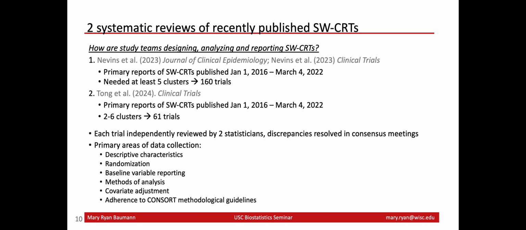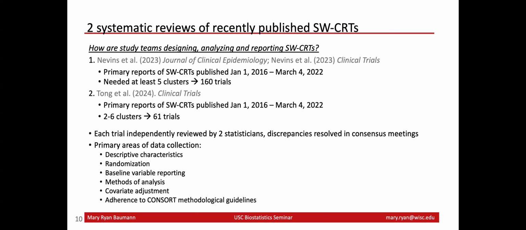And in these reviews, we basically took a trial and assigned it to 2 statisticians to review independently, to fill out the data extraction sheet for that trial, and then come back together to resolve any discrepancies at a consensus meeting. We were primarily collecting data on general descriptive characteristics of these trials: what kinds of randomization techniques were they using, how were they reporting baseline variables, what methods were they using to analyze the trials, are they using any covariate adjustment, and how much adherence to CONSORT methodological guidelines was actually going on.